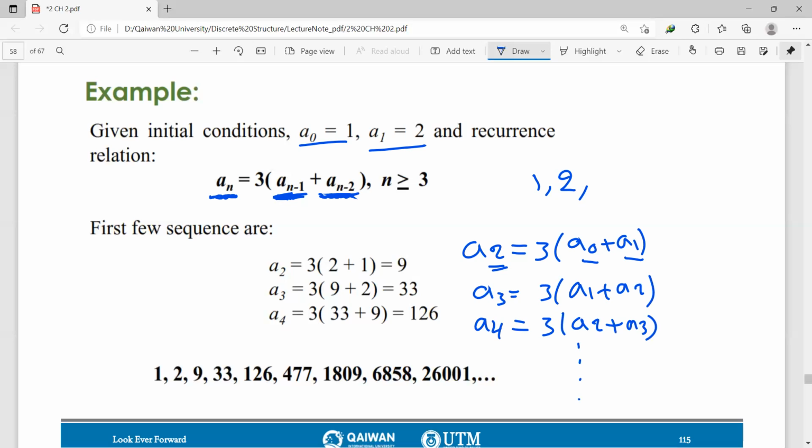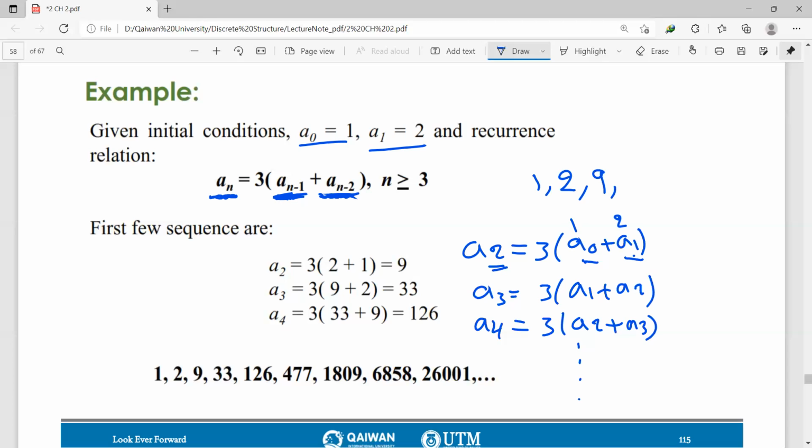Okay. And here, how about A2? A2 equals 3 times A0 plus A1. What's A0? That's given, which is 1. A1 is also given, which is 2. 1 plus 2 is 3. Times 3 is 9. So it's 9.